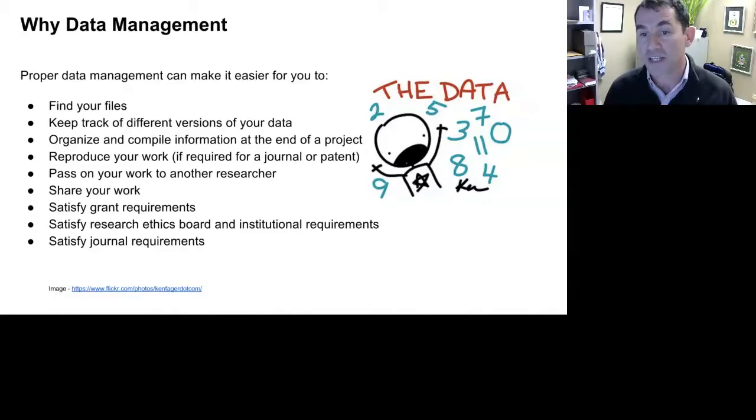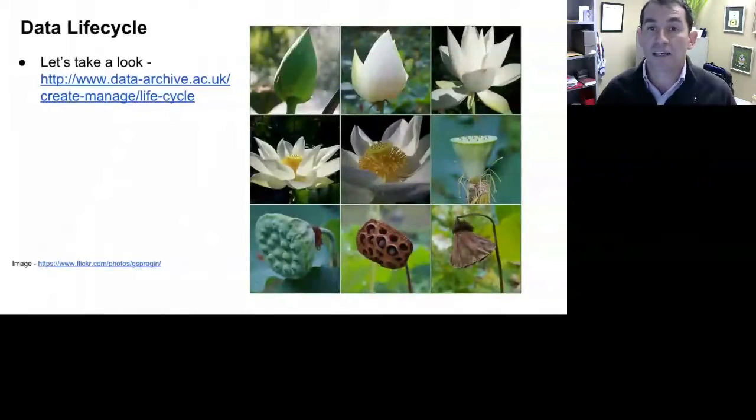You can satisfy grant requirements, and I will be talking about granting agencies in a second. You can satisfy research ethics boards like BREB or CREB in your institutions. And also more and more journals are asking for data to be open. So we'll have some examples for you as well, like PLOS and Science. If you take a look at the data lifecycle, let's do it quickly.